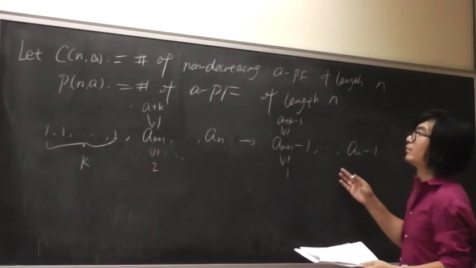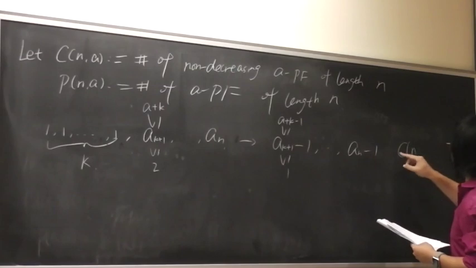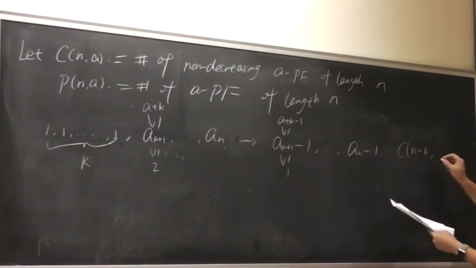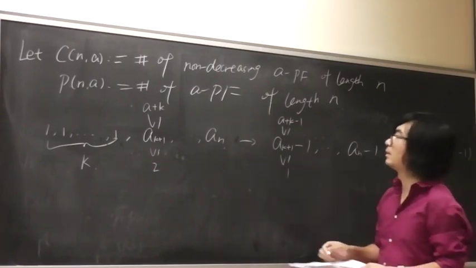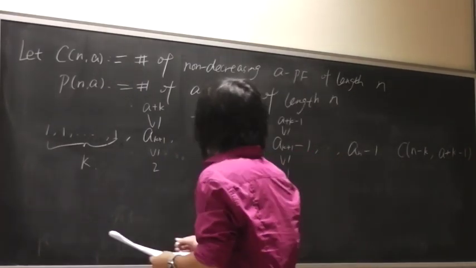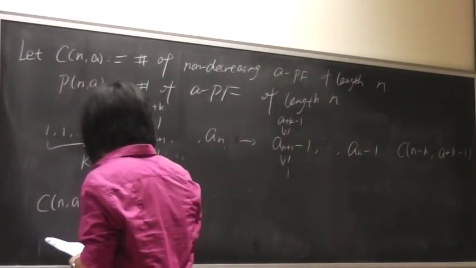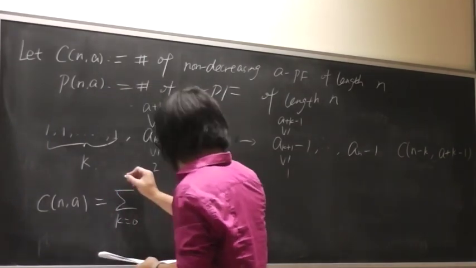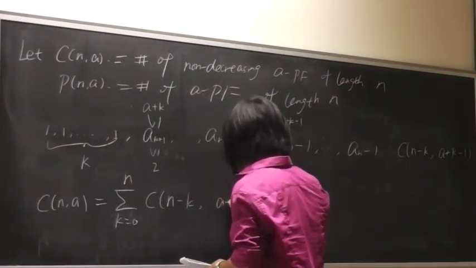So this is another class of a parking function. In this case, n becomes n minus k, and a becomes a plus k minus 1. So it means that the recurrence relation for C(n,a) is equal to the summation for k from 0 to n of C(n minus k, a plus k minus 1).